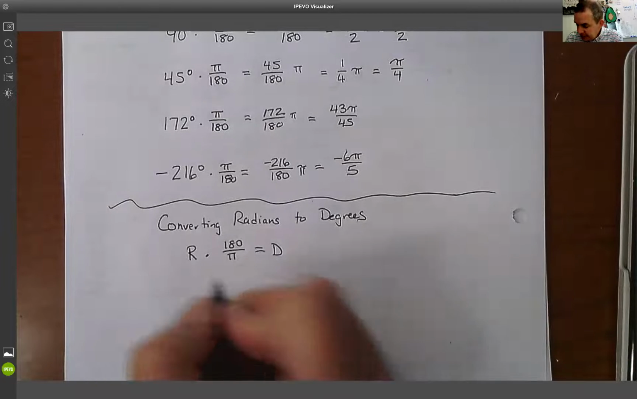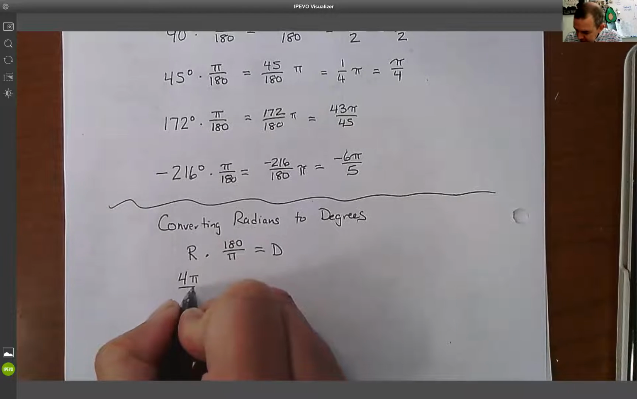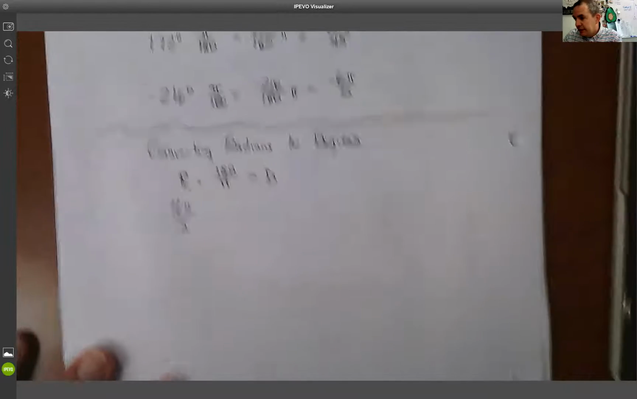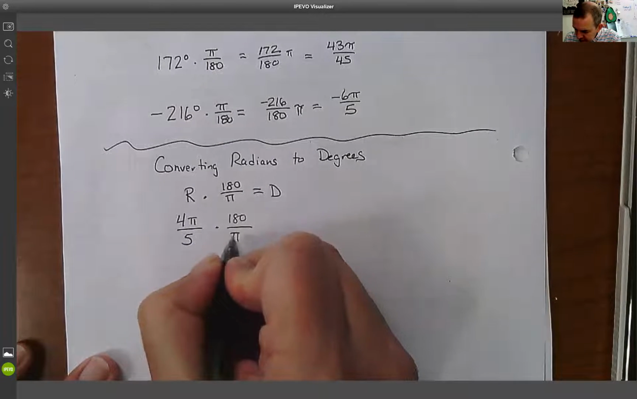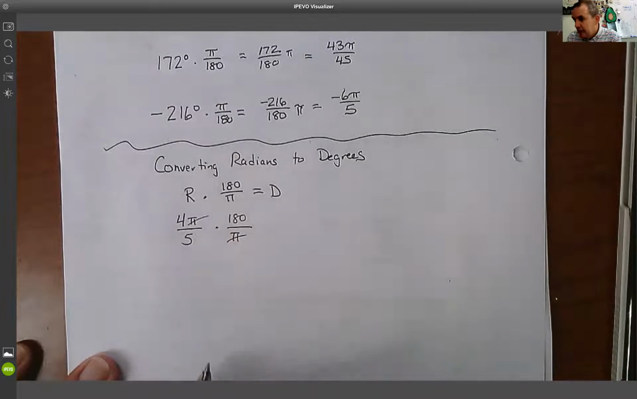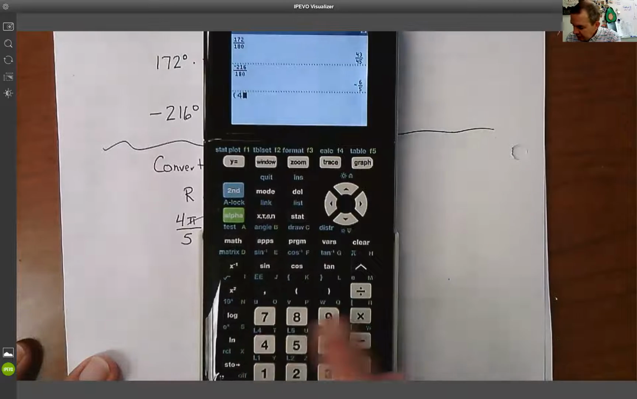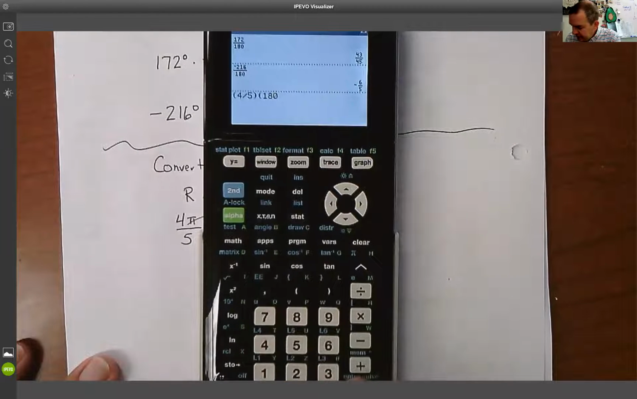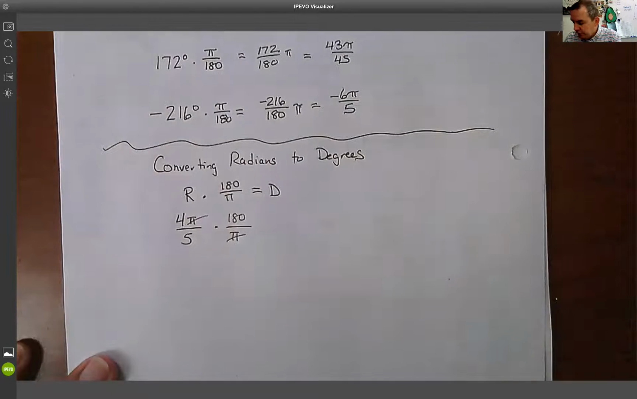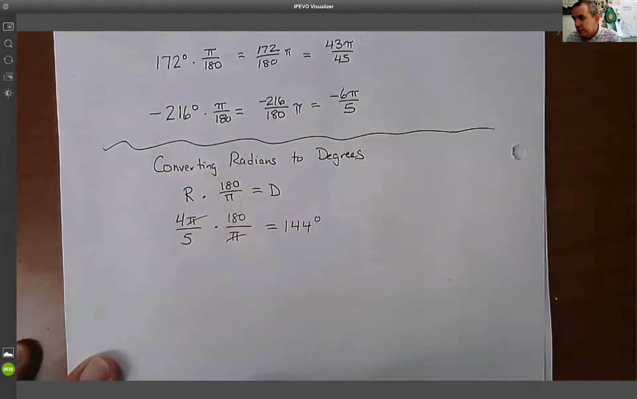So if I had something, let's say it was 4 pi over 5, and I wanted to convert that into degrees, I multiply it by 180 over pi. The really nice thing is those pi's cancel out. And now I'm just going to go to my calculator and ask, what is 4/5 of 180? So I'm going to say, what is 4/5 times 180? And in this case, it's 144. So this becomes 144 degrees.